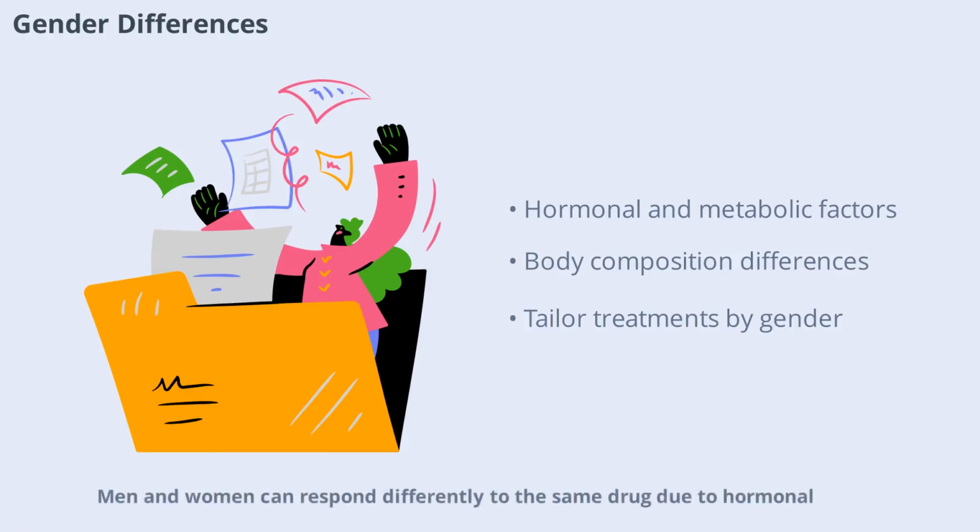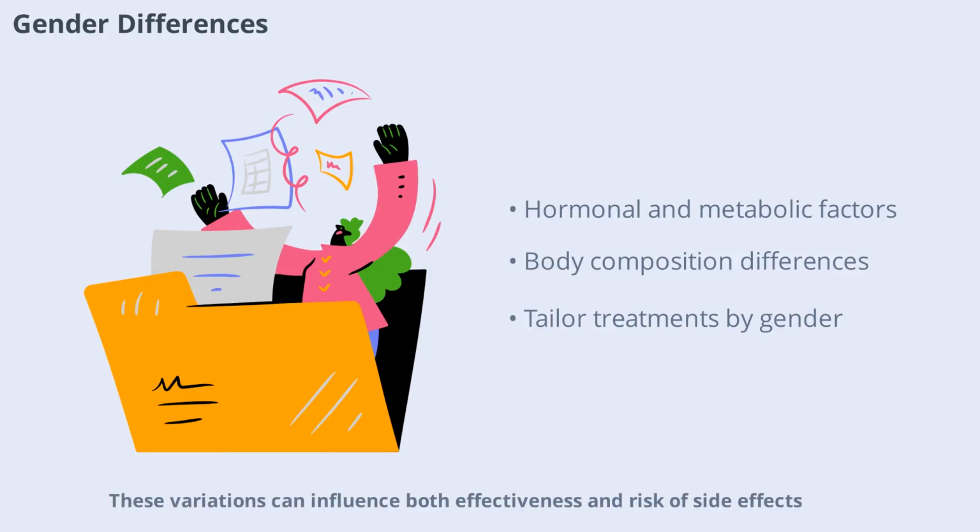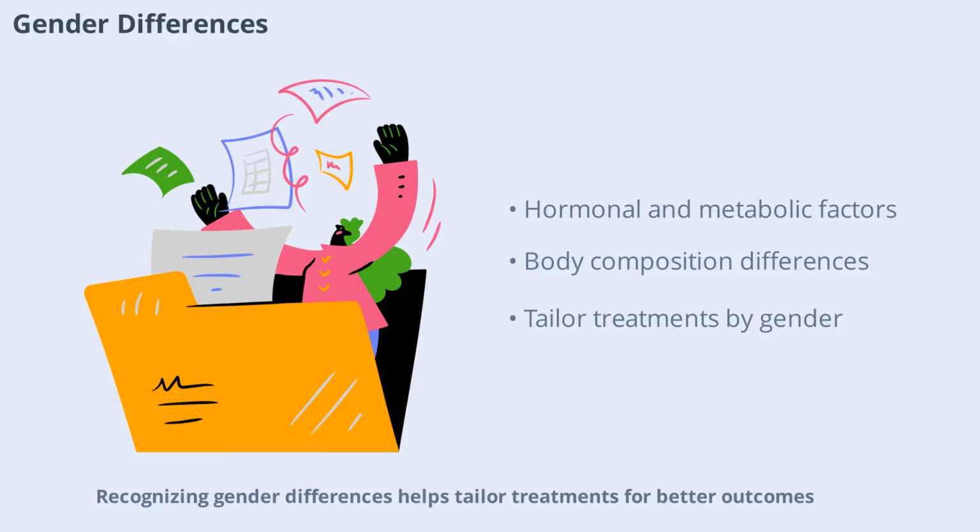Men and women can respond differently to the same drug due to hormonal, metabolic, and body composition differences. These variations can influence both effectiveness and risk of side effects. Recognizing gender differences helps tailor treatments for better outcomes.